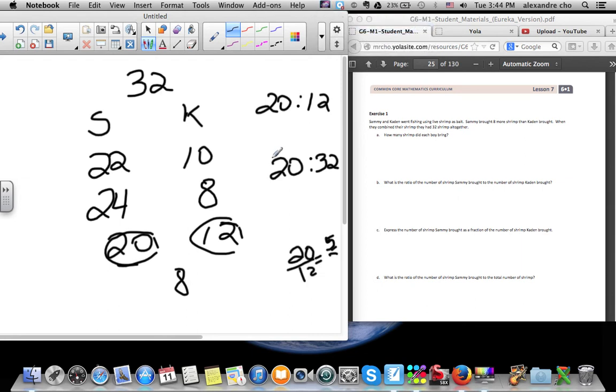Alright, not too sure about C here. I'm not sure what they're asking, so let me think about it and I'll tell you guys tomorrow in class. I'm going to skip that one, so remind me tomorrow.